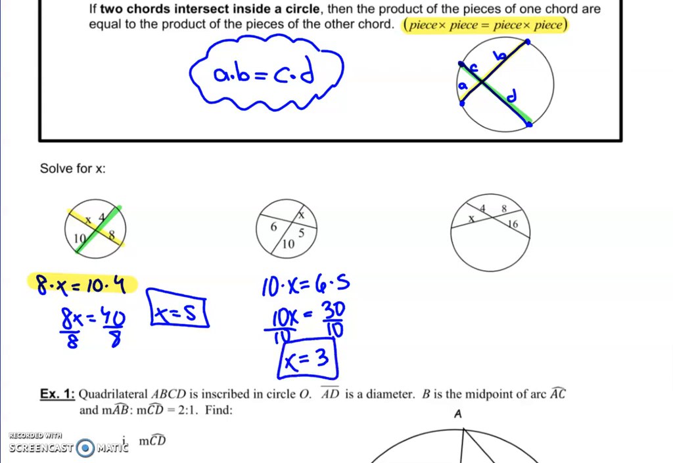It's pretty easy to check, too. If you put that back into the circle and do 3 times 10, well, that's 30. Yeah, of course it's 30 because 6 times 5 is 30. So it's a good way to check it. And then the last one, get the two pieces of the same chord. I like to start with the one that has the x. So 8 times x equals 4 times 16. Numbers are getting a little bit bigger, so calculators are for that. This will give me 8x equals 64. Divide by 8. x equals 8.